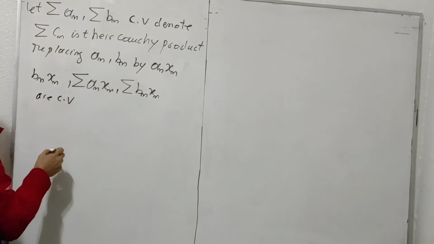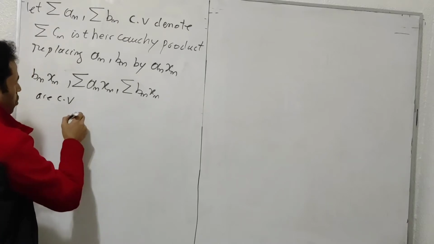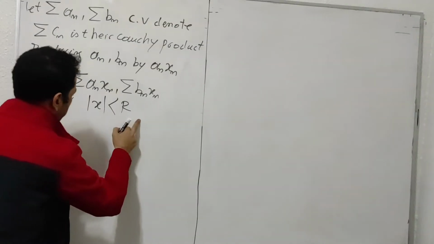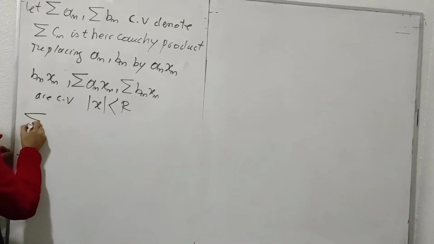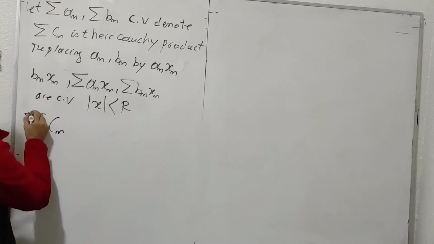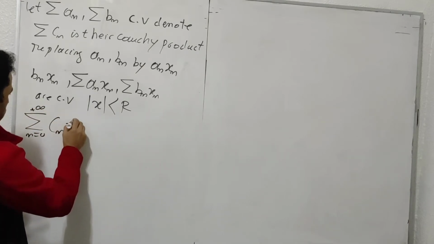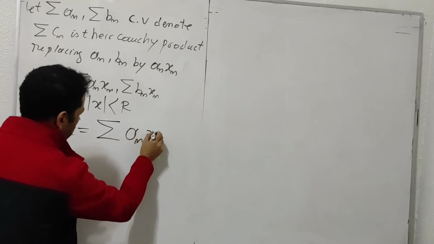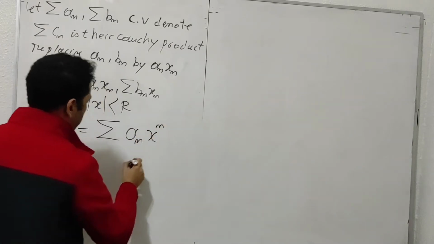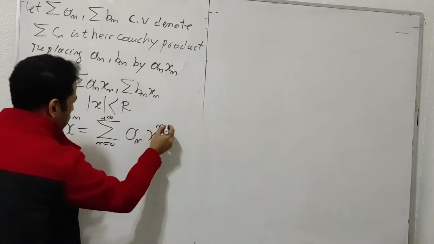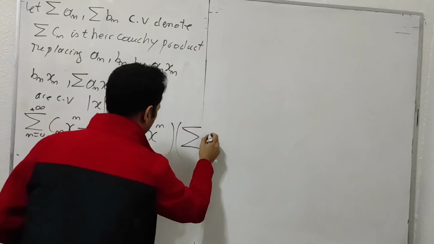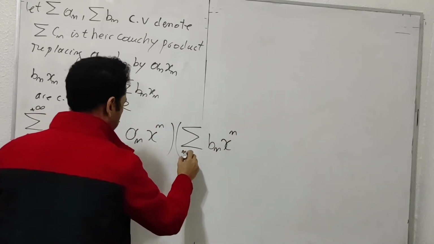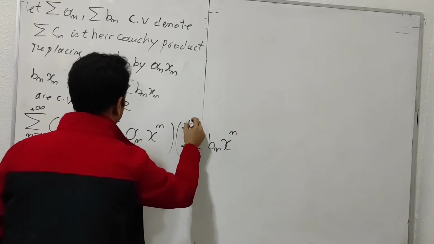These are convergent series. If we have them absolutely convergent, under the condition that the absolute value of x is strictly less than r, then the Cauchy product, the sum of C sub n as n goes from 0 to plus infinity as a power series, is equal to the sum of A sub n times x to the n, as n goes from 0 to plus infinity, multiplied by the sum of B sub n times x to the n, as n goes from 0 to plus infinity.